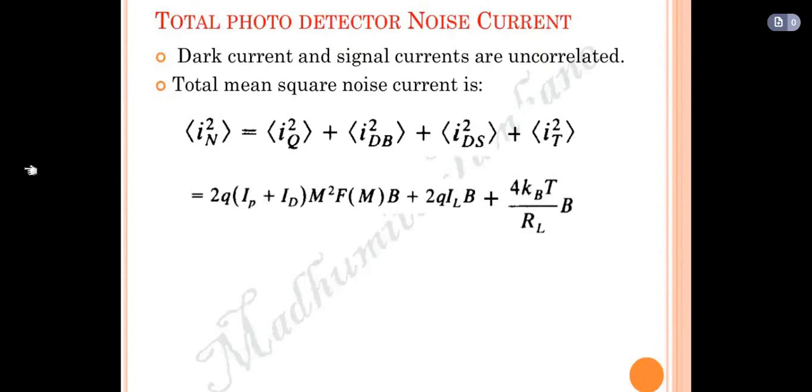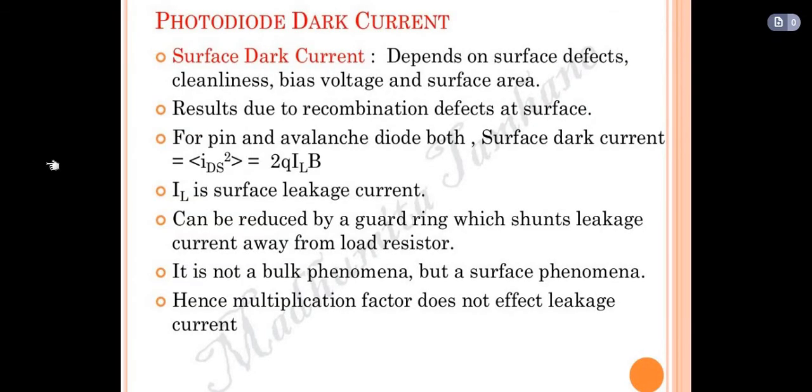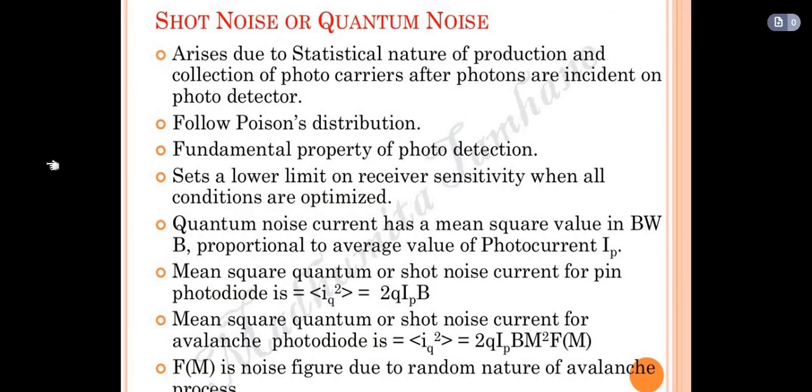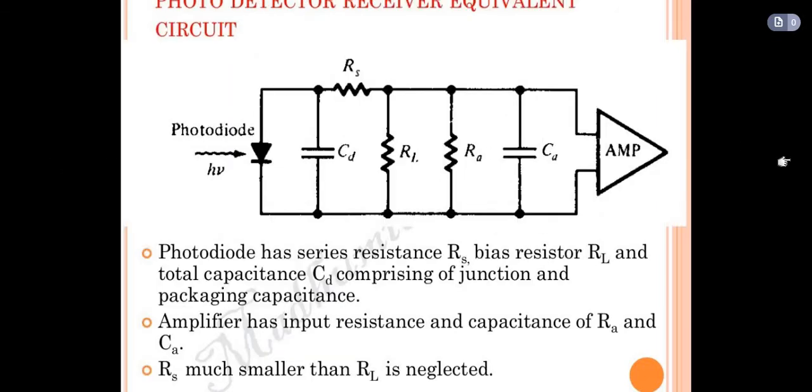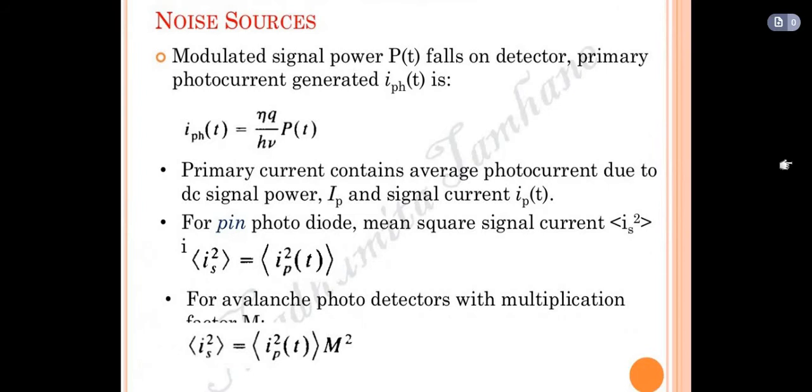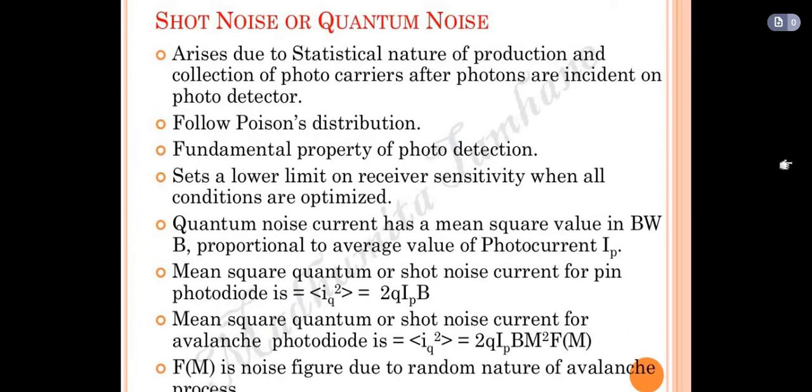IDB is nothing but what we have seen in the previous one, the dark current, and IL is nothing but the current due to the load we had. Then the threshold current, we have all the currents we have seen in the previous one, starting from the start, all the types of currents. What else have we seen? We have shot noise current also, starting from the noise source and the photodetectors, all the things we do have. And considering all these parameters, we can find out the total noise current.